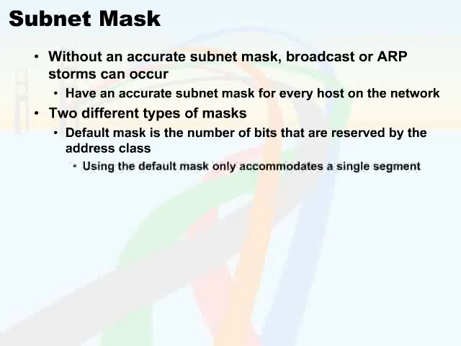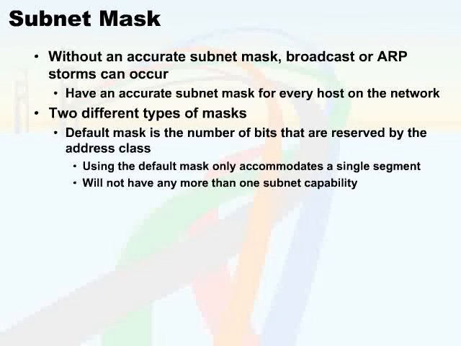If we only use the default subnet mask for any class, it only accommodates a single network segment because we've chosen to use only that class network rather than creating subnetworks of that class. Therefore, we'll not have any more than one subnet capability throughout our entire network. Obviously, this doesn't work if we have routers.